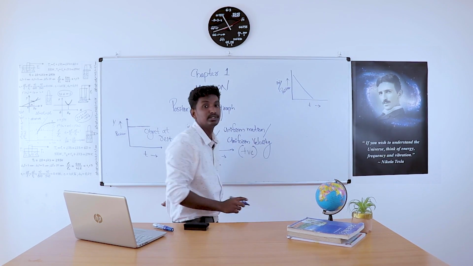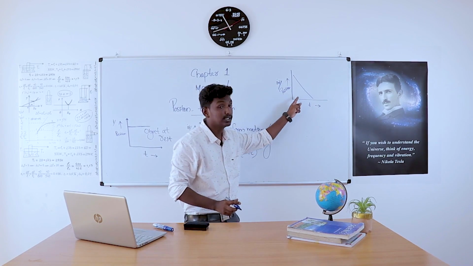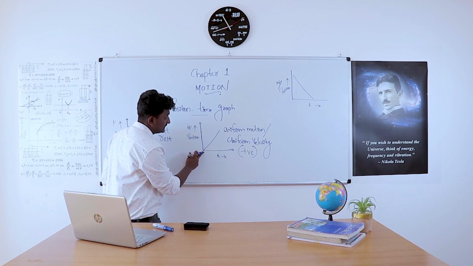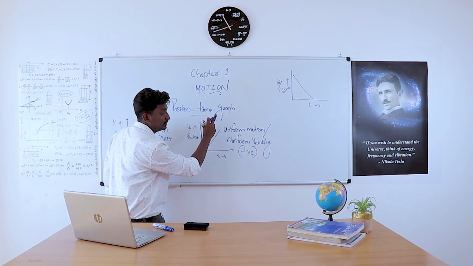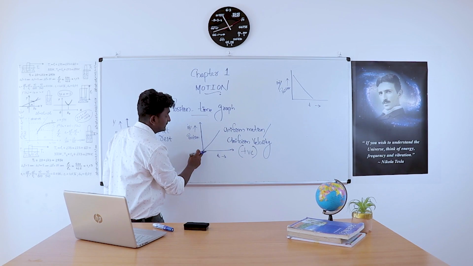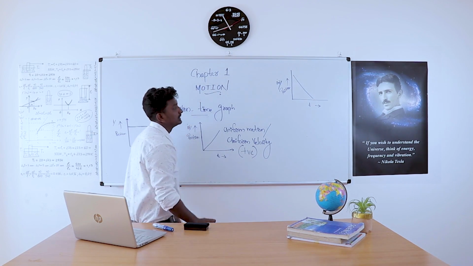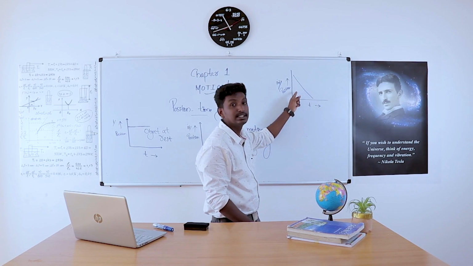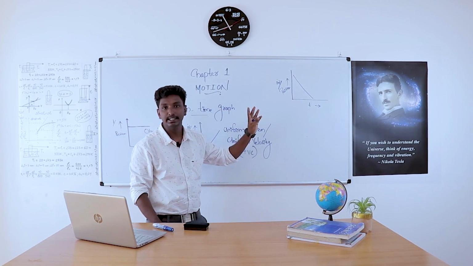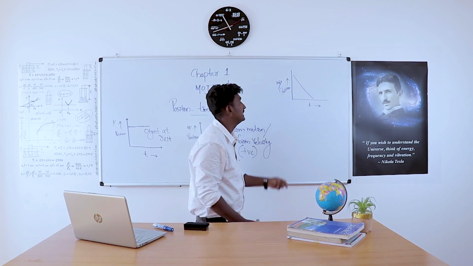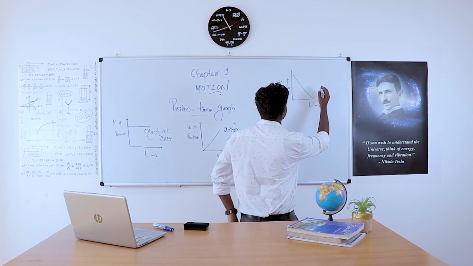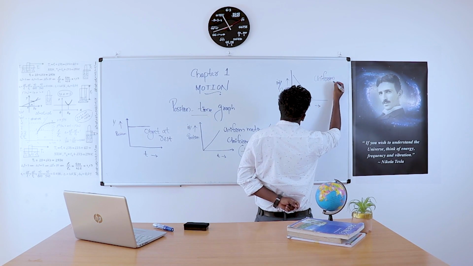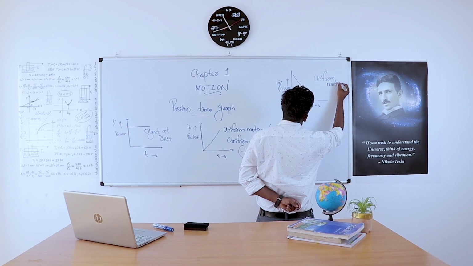This graph is also a straight line. But look at this graph. This is a decreasing graph. Here it is an increasing graph from bottom towards up, that means starting from the origin and going upwards. But here it is starting from the top and going downwards. This is a decreasing graph and a straight line. If we get a decreasing straight line graph, then the nature of motion is also uniform motion.